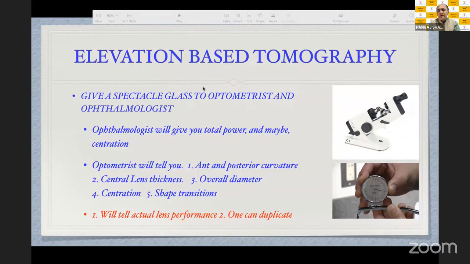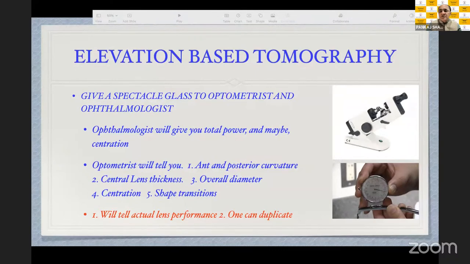So if you give a spectacle to an ophthalmologist and you ask him what is the power of this lens? Now, can anyone tell me what this top thing is? Any of the students? What is this instrument? Yes, Dr. Pooja? Lensometer. So you can mute now. Anybody else who can tell me what this instrument below is? This is also somehow finding the power of the spectacle lens. Anybody?